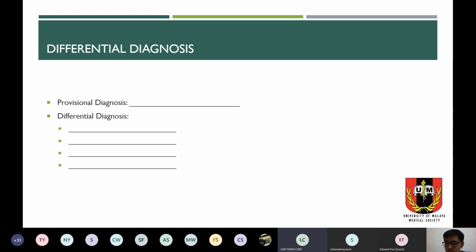Okay, so Tan Sin Hien said left-sided pneumothorax. And Shahida also said pneumothorax, but noted the coarse crepitation. What is his temperature? Oh, I didn't put. It's not febrile. Forgot to put. Edward, you want to say something, or is that just left over?